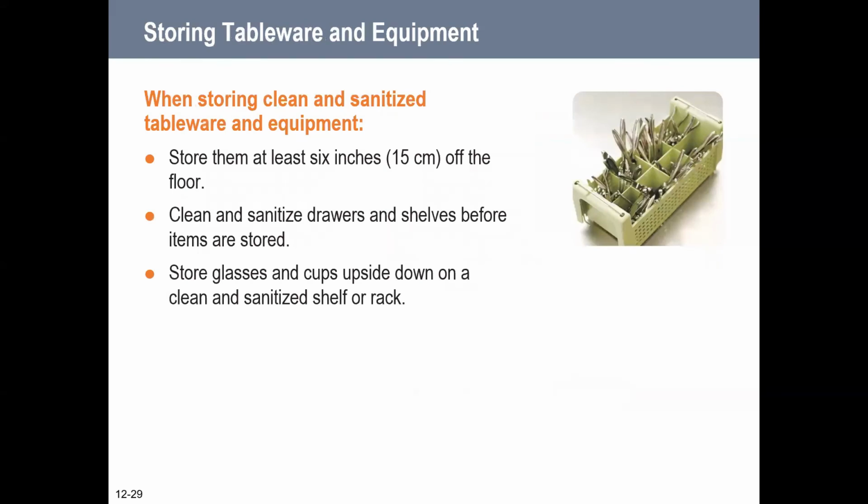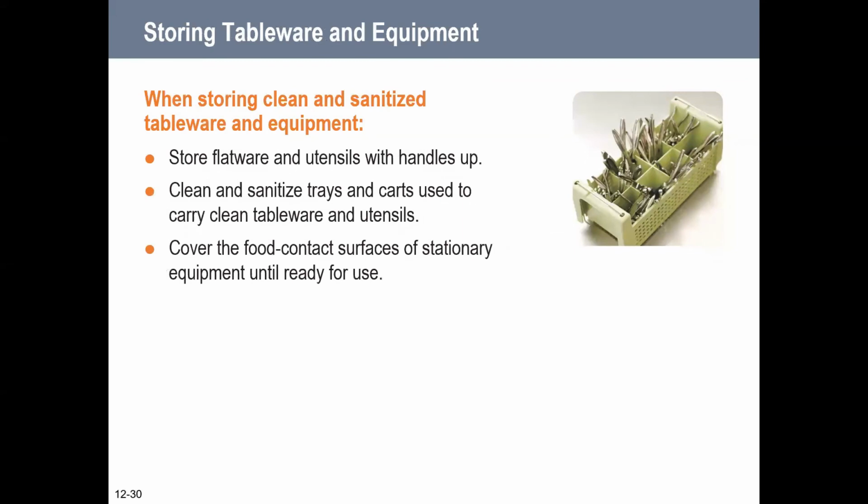When we're working with tableware and equipment, we want to make sure we're storing that stuff at least 6 inches off the floor. We are cleaning and sanitizing drawers and shelves before we're storing items. We store glasses and cups upside down on a clean and sanitized rack or shelf. We don't want product getting into them, plus it promotes drainage so we don't have standing water.